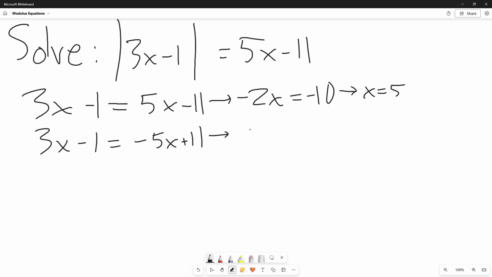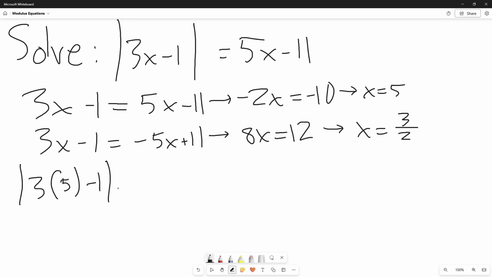And this one turns into 8x equals 12. Or x equals 3 over 2. So those are both of our potential solutions. And we need to check both by plugging it into the original equation. So let's try x equals 5 first. So 3 times 5 minus 1, absolute value of that is equal to 5 times 5 minus 11, or 14, absolute value of 14, so just 14, is equal to 25 minus 11, which is also 14, so yes, x equals 5 is a solution.